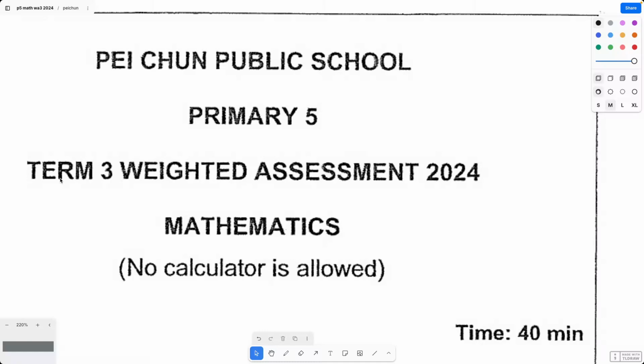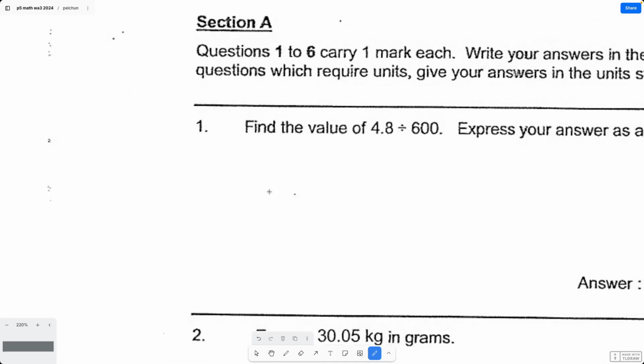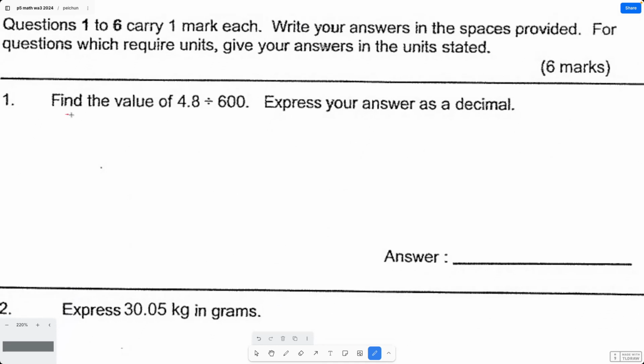In this video, we're going to go through Chung Cheng Public School, Primary 5, Term 3 Weighted Assessment 2024 in Math. So let's get started on the first question. First question says, find the value of 4.8 divided by 600. Express your answer as a decimal.